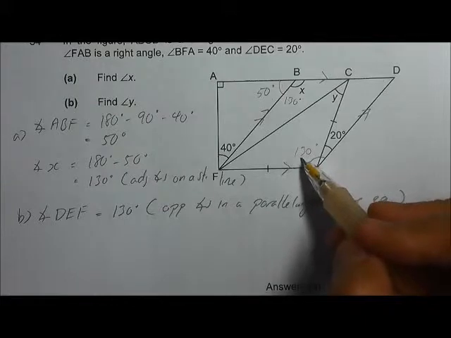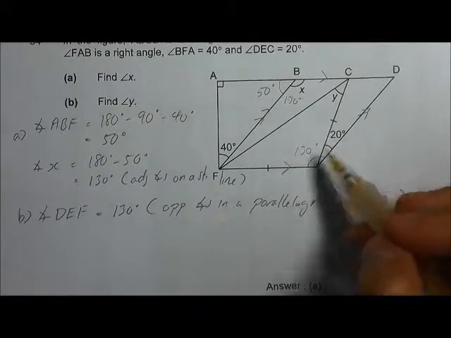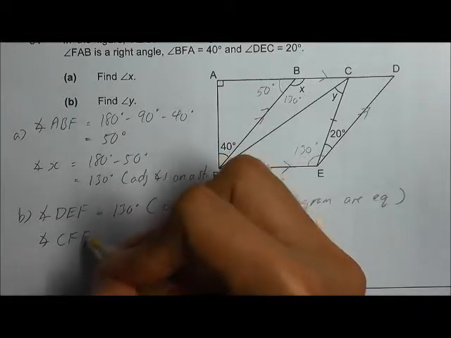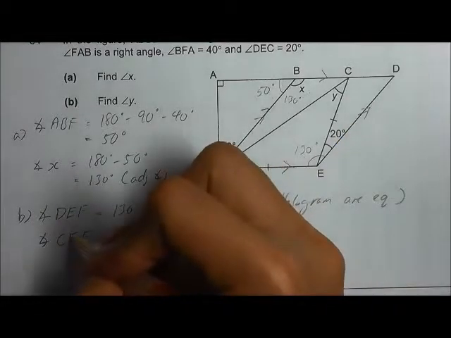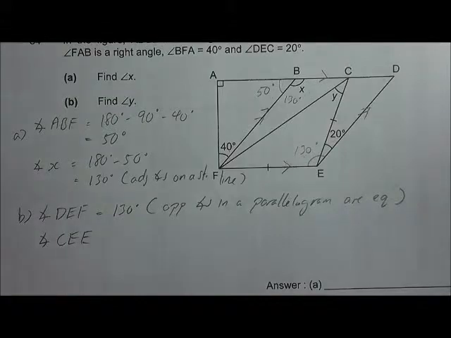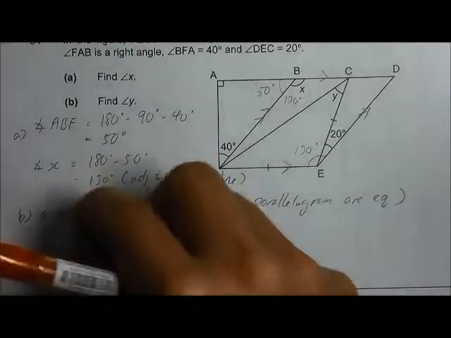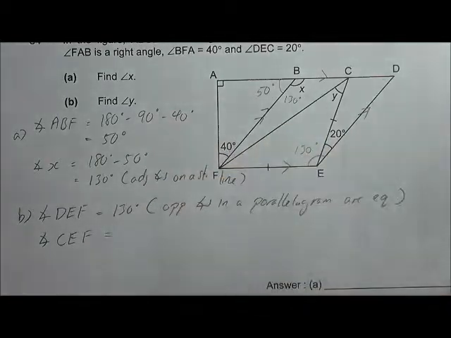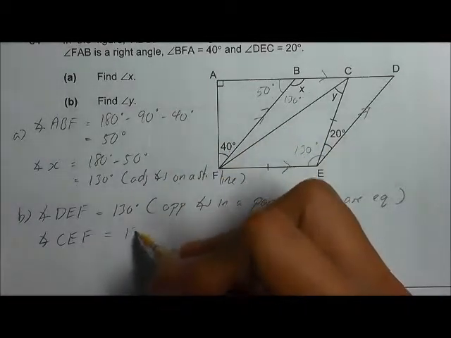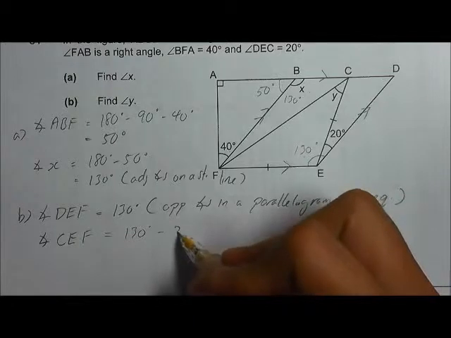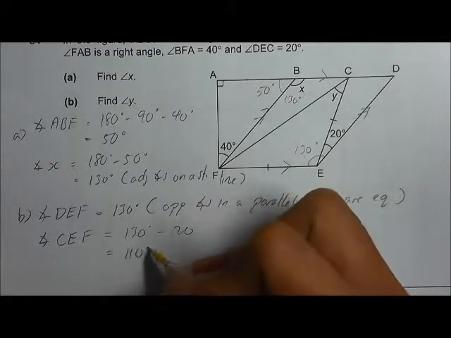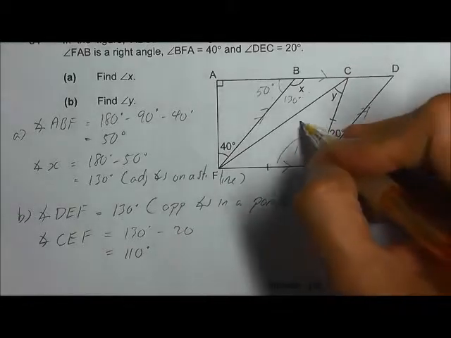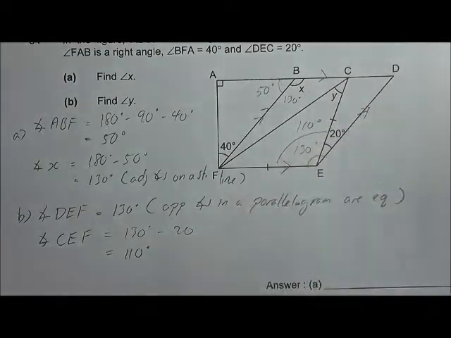Okay, next we know that this is 130, so we can find what is angle CEF. That will be just 130 minus 20. Okay, so angle CEF will be equal to 130 minus 20. That will give us 110 degrees. Okay, so this angle here is 110.